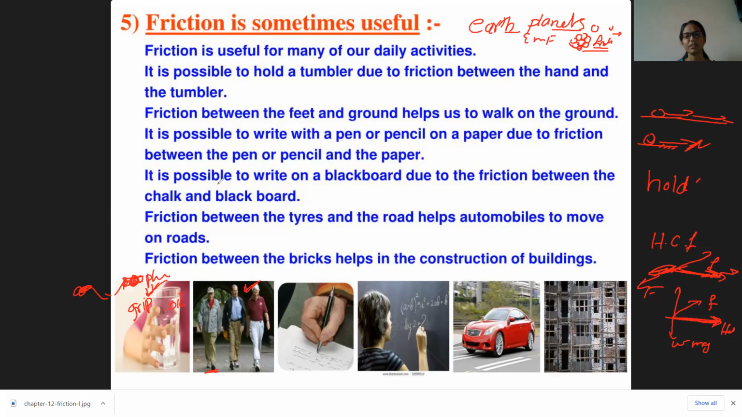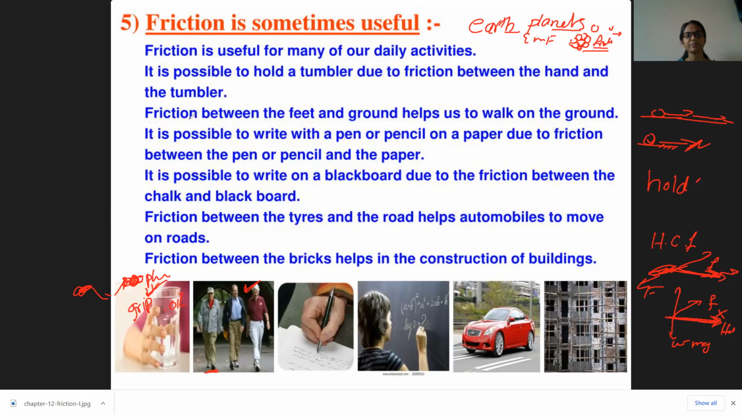If this horizontal component of friction is not there, we cannot walk forward. That is why on very slippery surfaces, like a banana peel, when you put your leg, we won't get that kind of grip. That means very little friction, and at that time we'll just slip and fall down. In the case of watery surfaces or ice, we cannot get that grip because the friction is absent there.